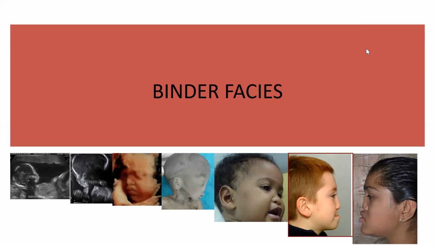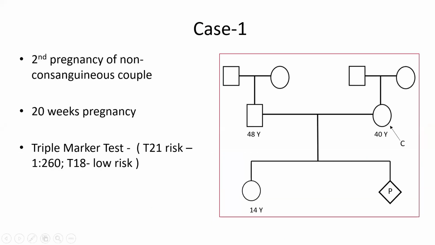Now we will move on to the third part of this upper face anomalies. So this is binder faces, and in this, this is the first family. Here we see this is a non-consanguineous couple, and this is a second pregnancy of this non-consanguineous couple. Mother's age was 40 years.